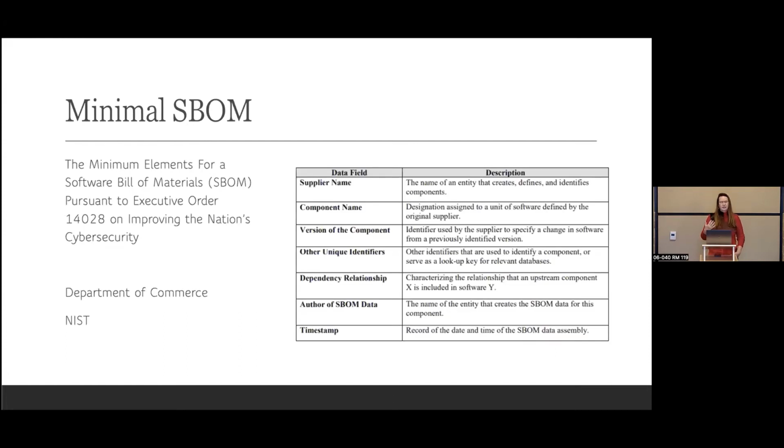Then this was the first SBOM: supplier, component, version, any other unique identifier. Ideally, this was conceptualized as the MUD file so that you can look up and make sure that you're doing the right thing, and the entity that created the data. So this seems pretty simple.